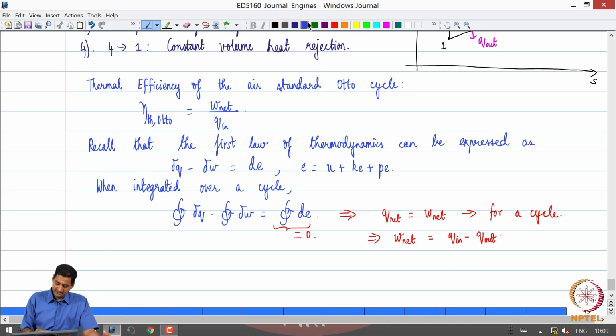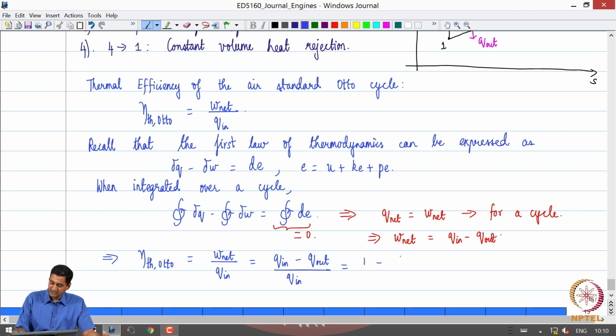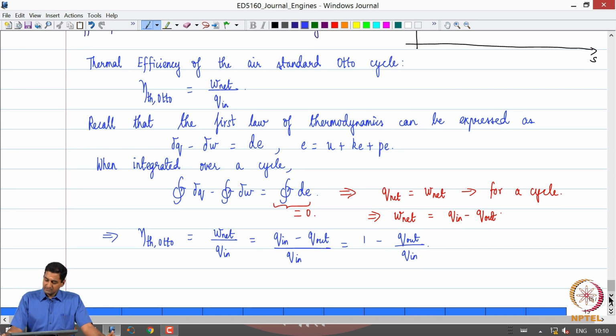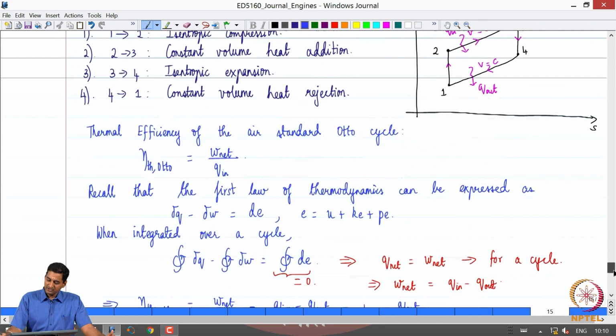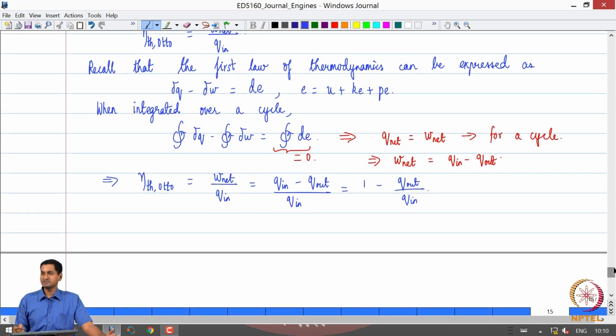So, going back, this would give me eta thermal for the Otto cycle will be equal to W net by Q in, that is going to be equal to Q in minus Q out divided by Q in, which I can rewrite as 1 minus Q out by Q in, okay, very standard expression. So, now what about the expressions for Q out and Q in, right. So, that is the next analysis that we need to do.